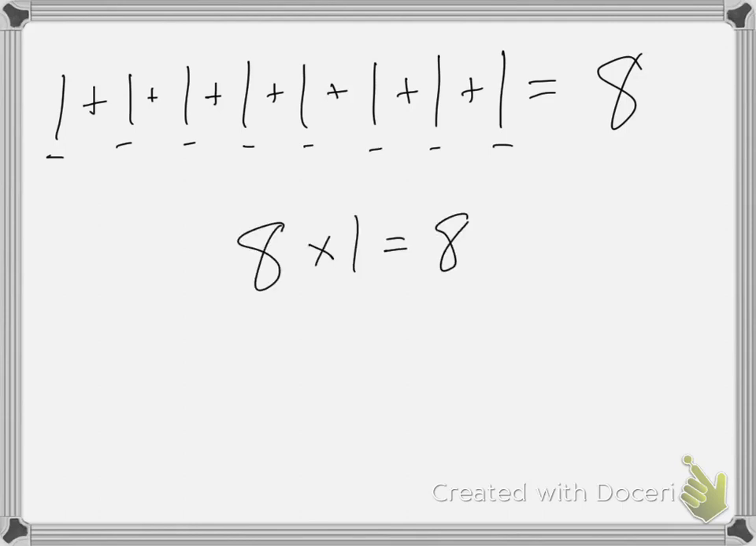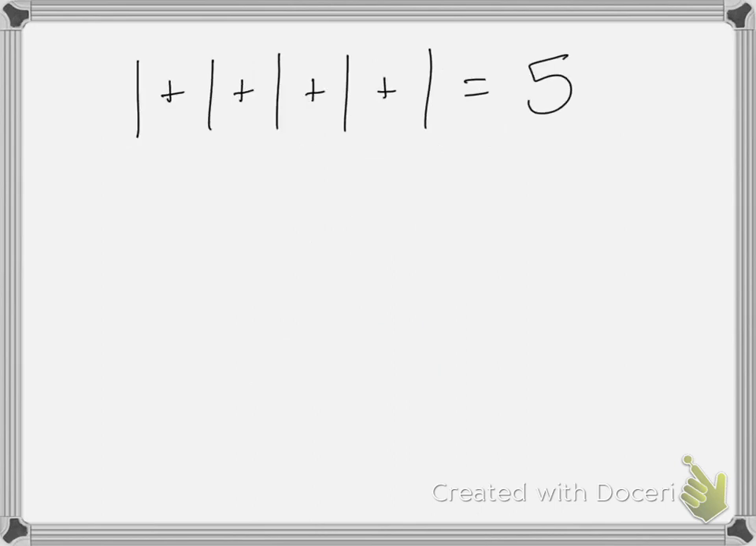The times symbol between the 8 and the 1 is a symbol that stands for groups of. So this is really saying we have 8 groups of 1 is equal to 8. Okay? Some people say times, but in this we'll say groups of.